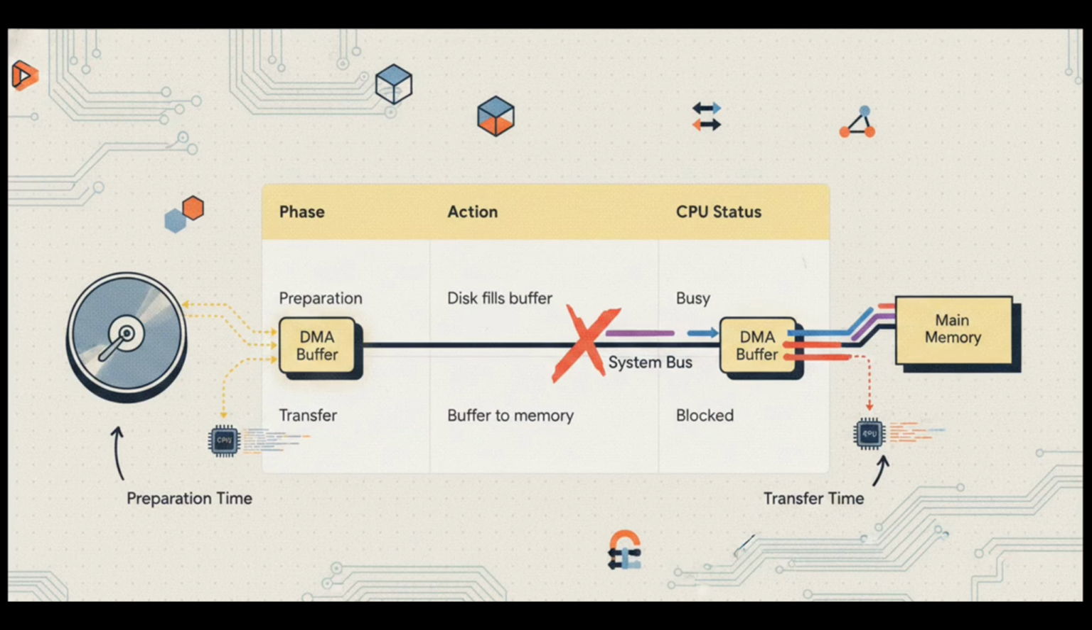This brings us to a critical look at system timing metrics, highlighting the real-world impact on latency. We essentially have two phases here: preparation time and transfer time. During preparation time, the slow disk is filling the DMA's buffer. In this phase, the system bus is completely free, meaning the CPU is happily executing other tasks. It's fully busy working. But during transfer time, when the buffer quickly dumps to main memory, the DMA is actively using the system bus. For that brief moment, the CPU is momentarily blocked from using the bus. Understanding these distinct phases is exactly how system architects calculate real-world latency and optimize system throughput.